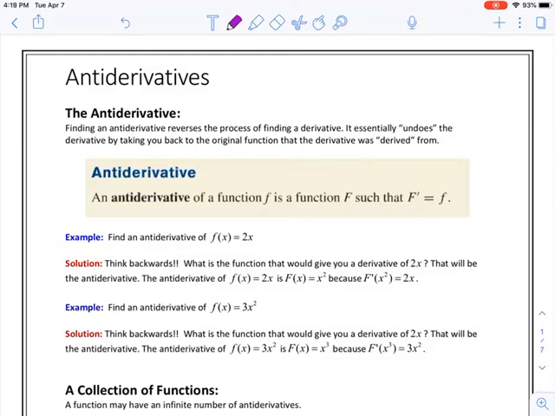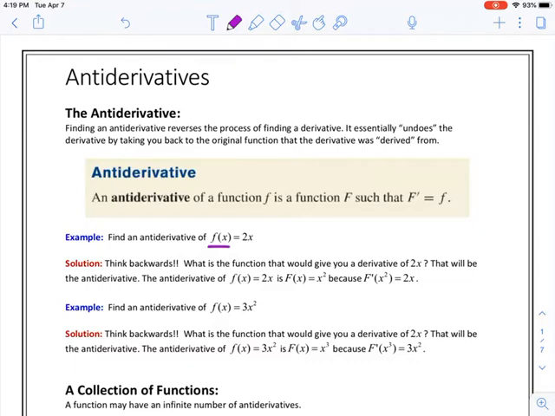In this video, we're going to be talking about antiderivatives. So as it says here, finding an antiderivative reverses the process of finding a derivative. It essentially undoes the derivative by taking you back to the original function. The best way to explain that is through an example.